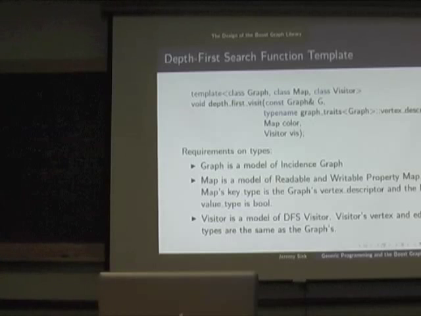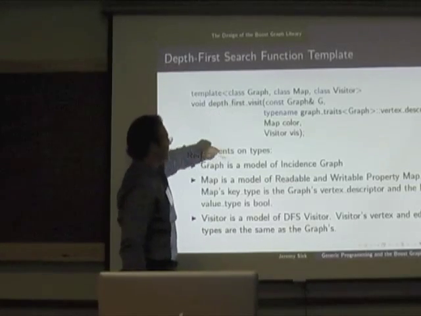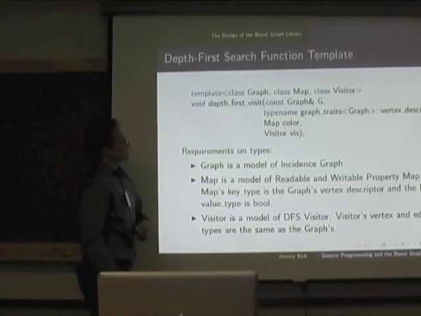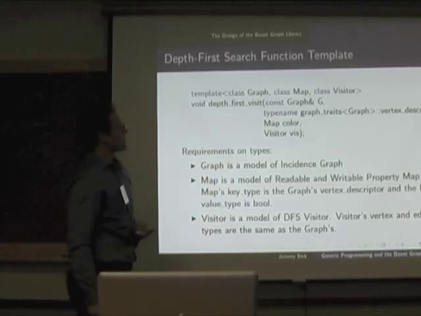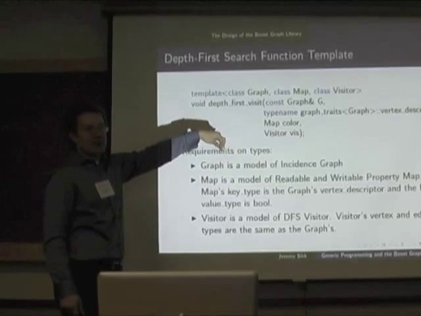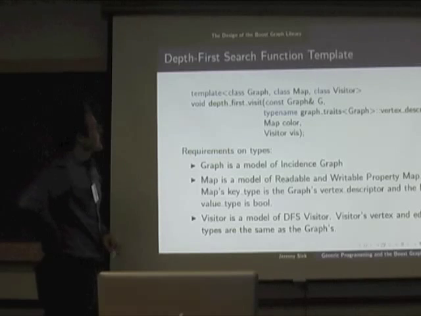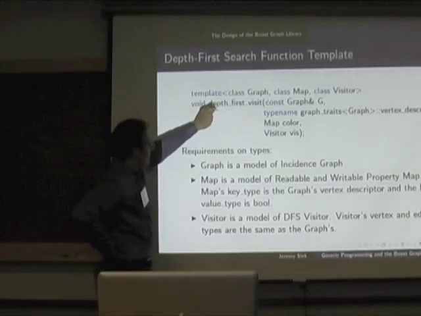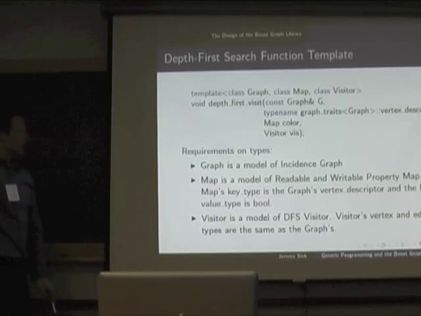So this is what the depth-first-visit function looks like in the Boost Graph Library. Now the graph is parameterized, and it needs to be a model of incidence graph. You need to pass in where you're starting your search, and that has to be the vertex descriptor for that graph. Then you have to pass in a property map, and then a visitor to tell it what you want to do during the search.